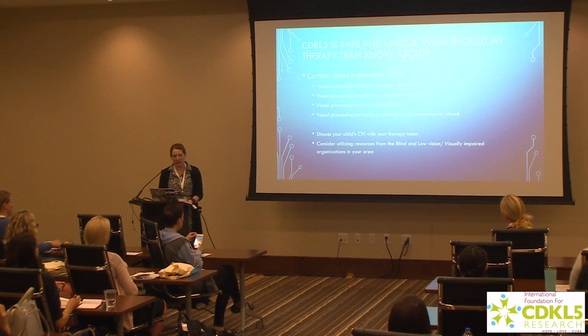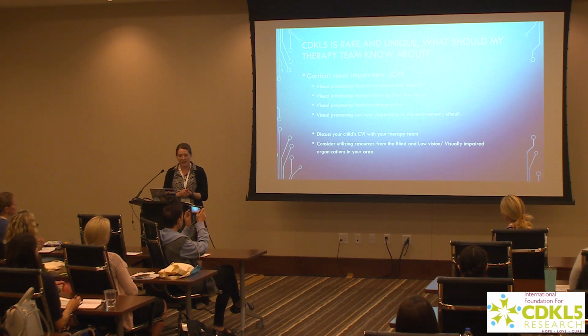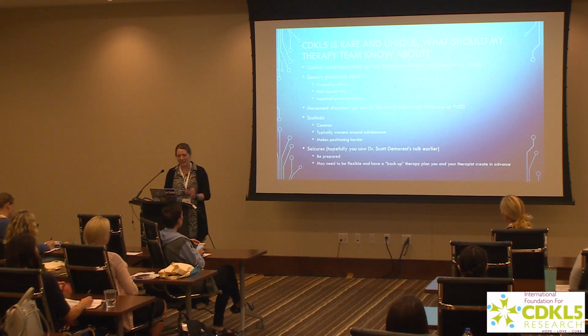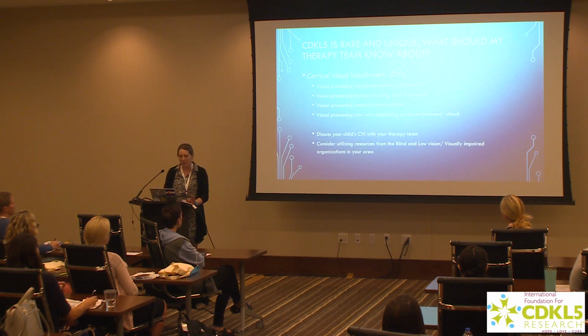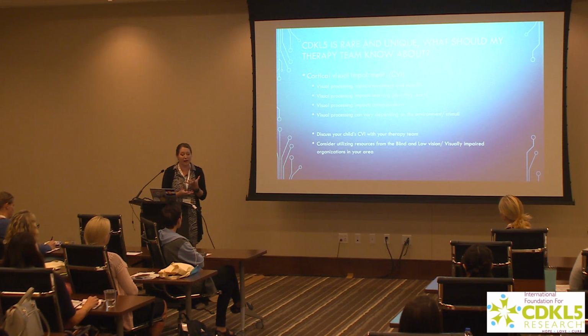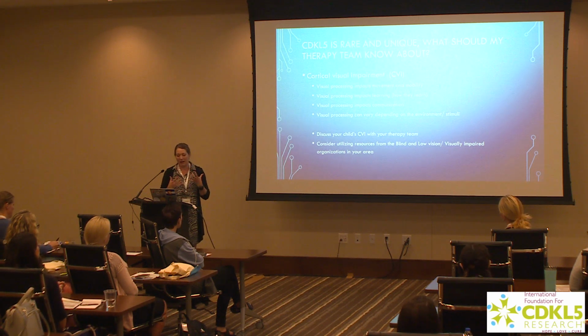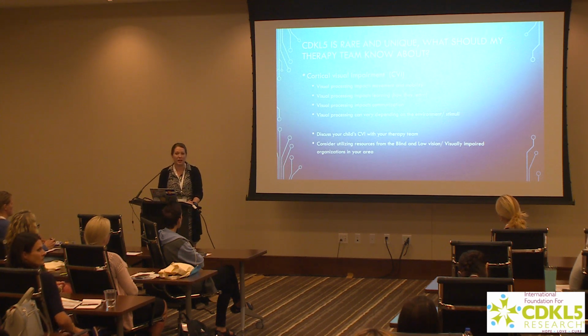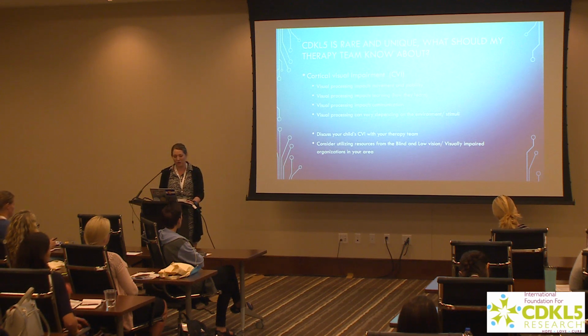So first off, cortical visual impairment. So visual processing, and I do hope that you see Christopher Russell's talk tomorrow at 8:15. I've heard it's wonderful. But visual processing impacts movement and mobility. It can impact how your child learns, how they interact with the environment. It can impact communication. You have to change potentially strategies for communication based on your child's cortical visual impairment.